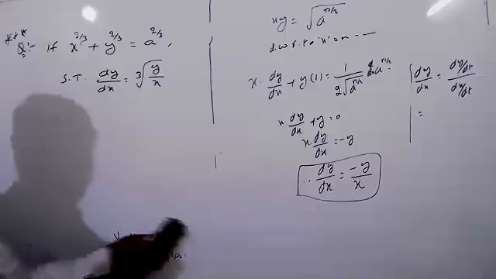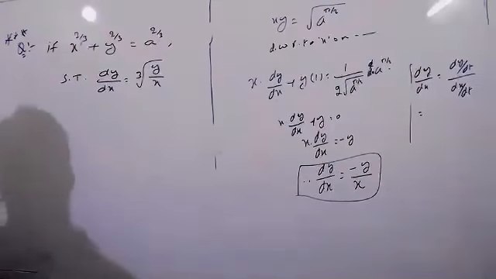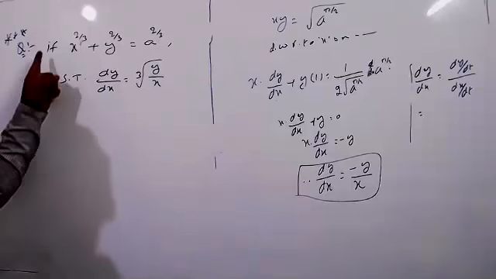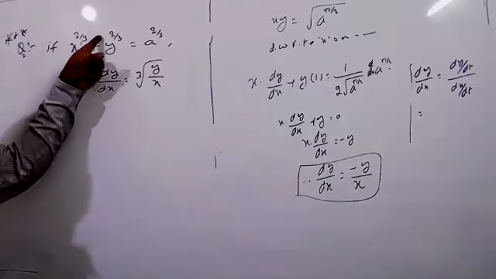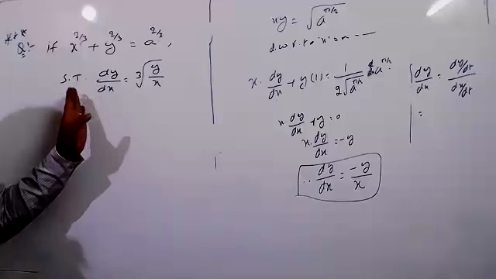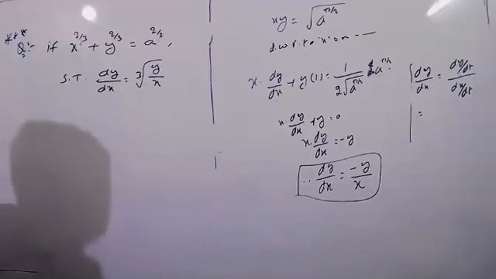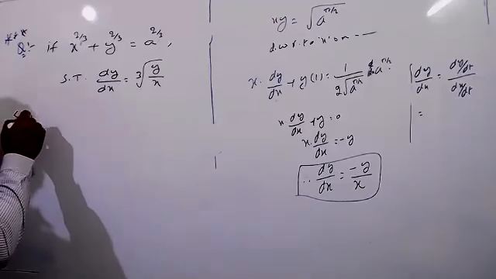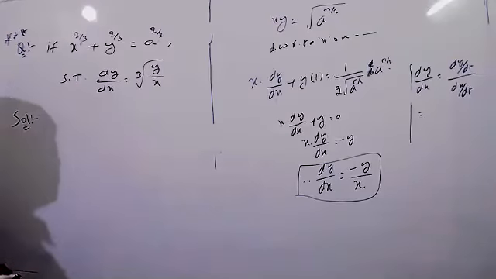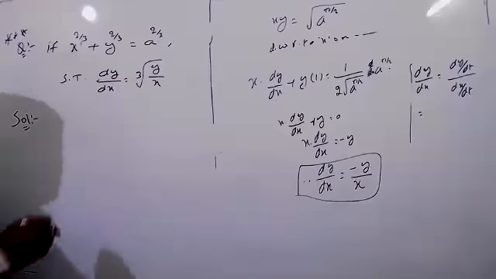Look at the board, listen to me first. What is the condition given now? If x power 2 by 3 plus y power 2 by 3 equals a power 2 by 3, we have to prove that dy by dx equals cube root of y by x. So here you can do the substitutions. The starting step is the more important one.